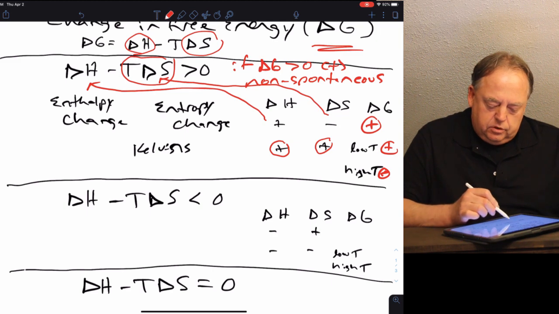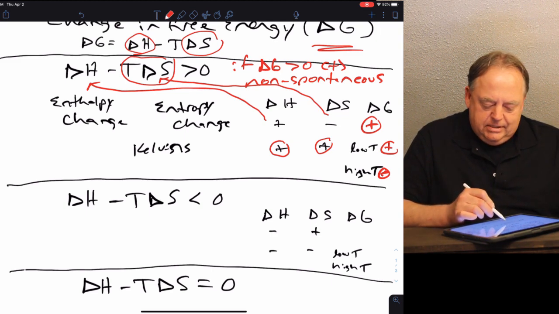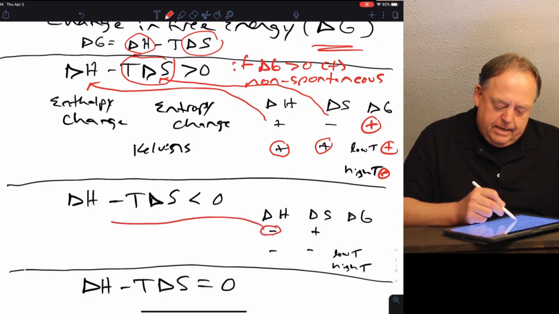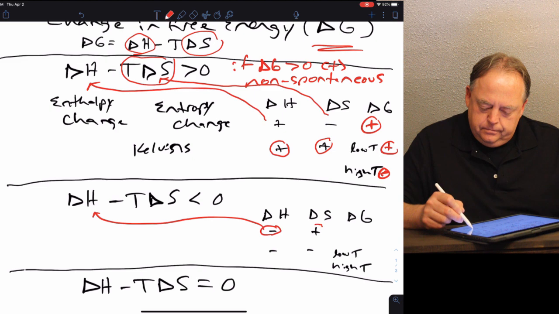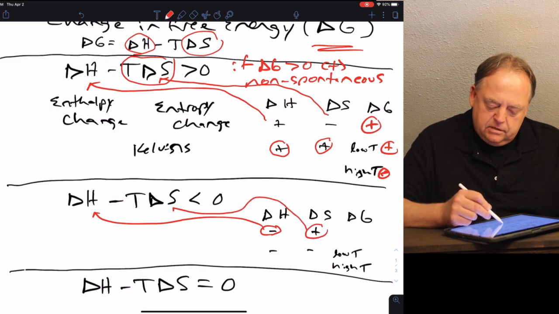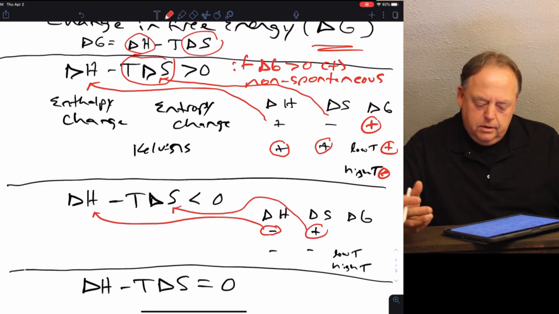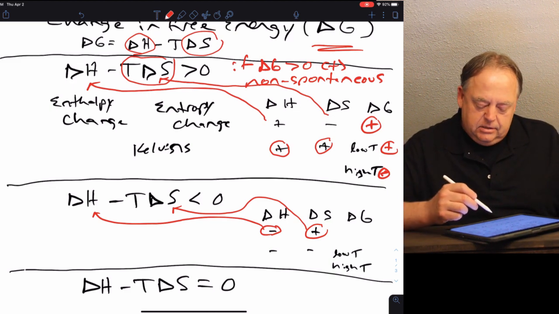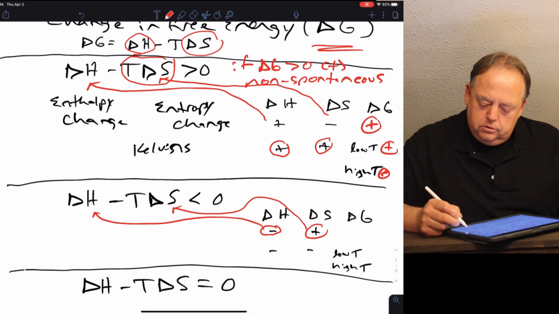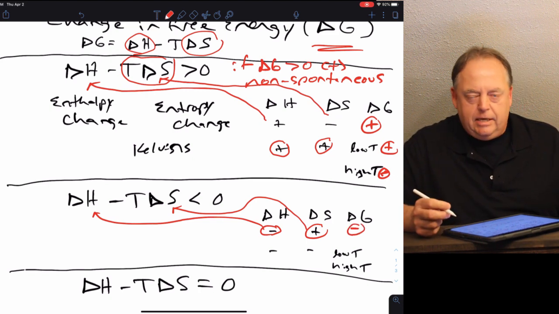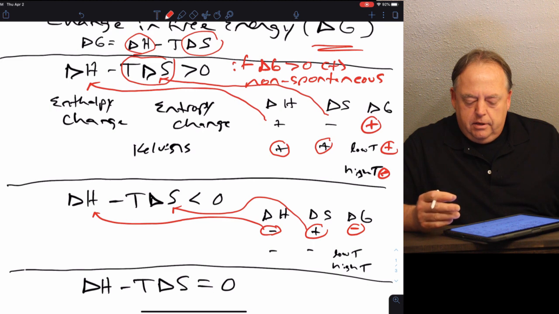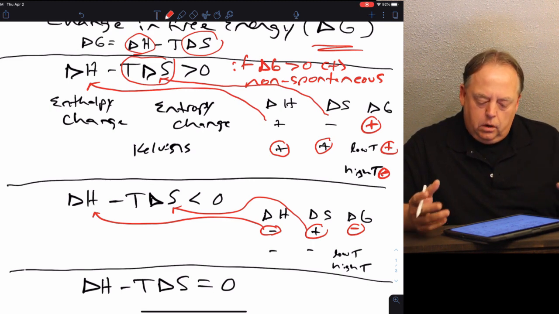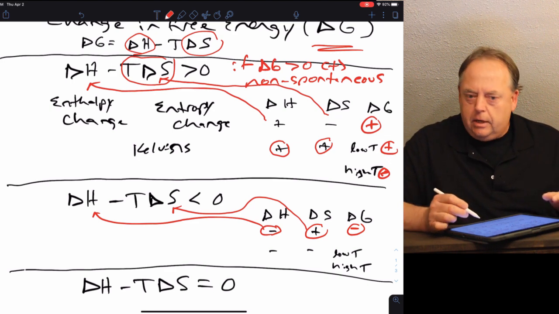Under what circumstances can delta H minus T delta S be less than 0? Well, if delta H is negative, so if it's exothermic, and if delta S is positive, so it goes to more disorder, then the T delta S term will always be negative. No matter what the temperature is, delta G would be negative. So if it's exothermic and goes toward disorder, so entropy is positive, delta G will always be negative, so that will always be a spontaneous reaction.